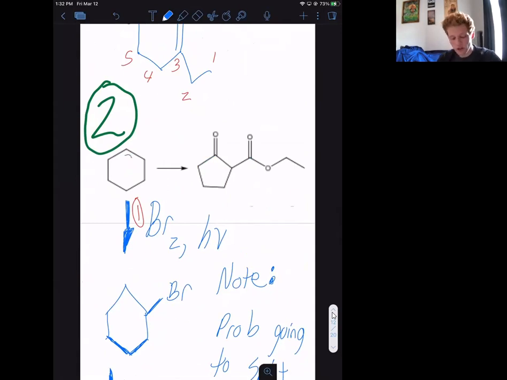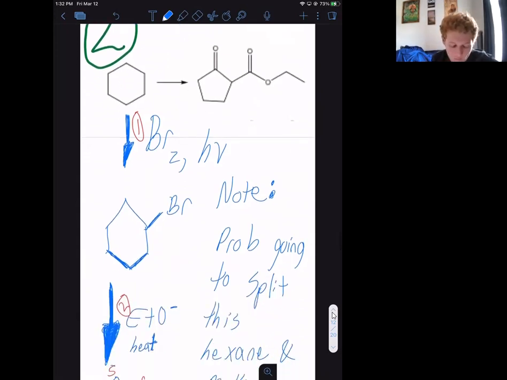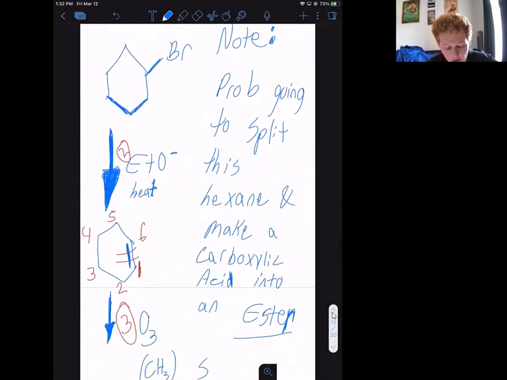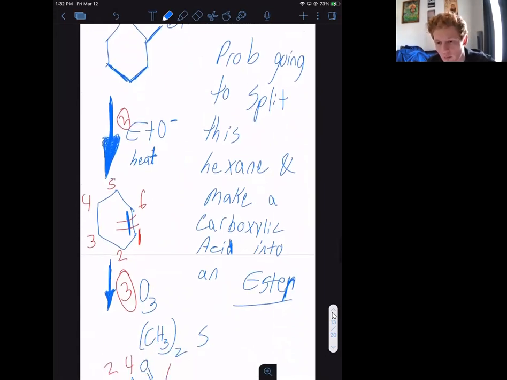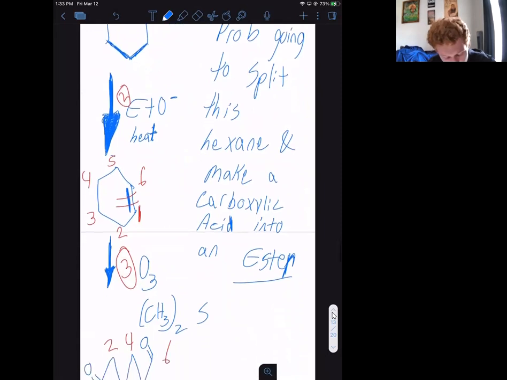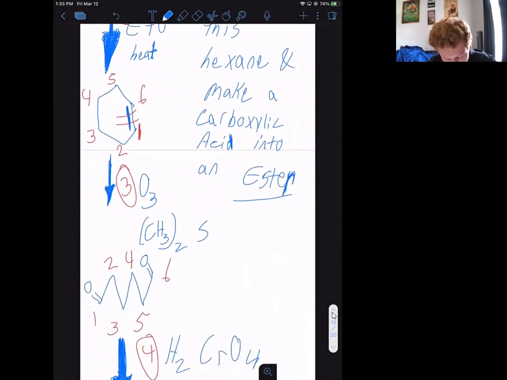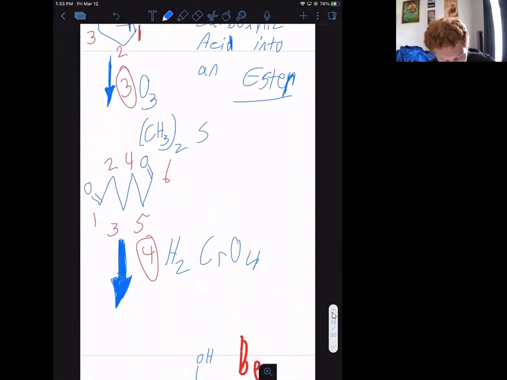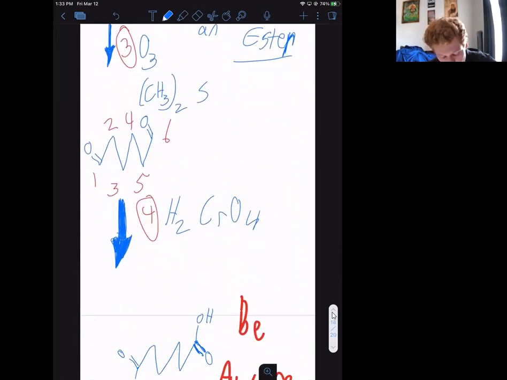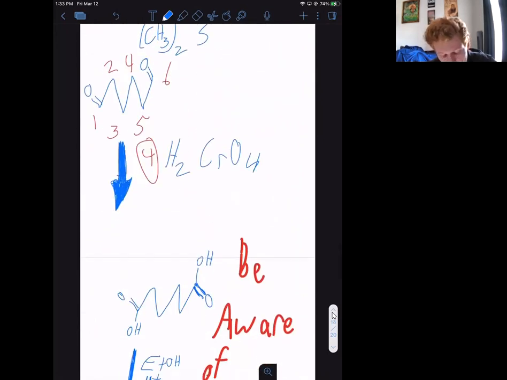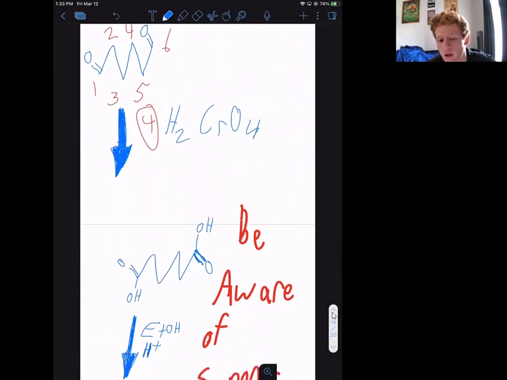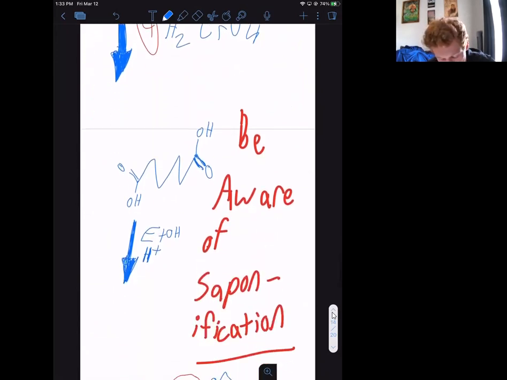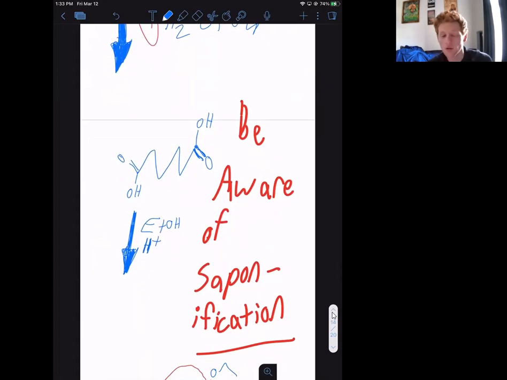To start this, we have to get a handle on this cyclohexane because it is very stable. We're going to use radical bromination and then eliminate with ethoxide and some heat. Then we're going to use ozonolysis, just as we expected, to make this six-carbon chain with an aldehyde on either side. And then from here, you're going to want to make your carboxylic acid. To make your carboxylic acid, you're going to need a strong oxidizing agent. I usually recommend chromic acid. And so from here, you're going to need to worry about saponification.